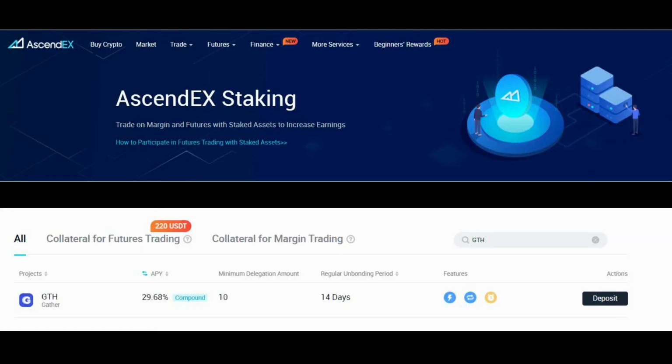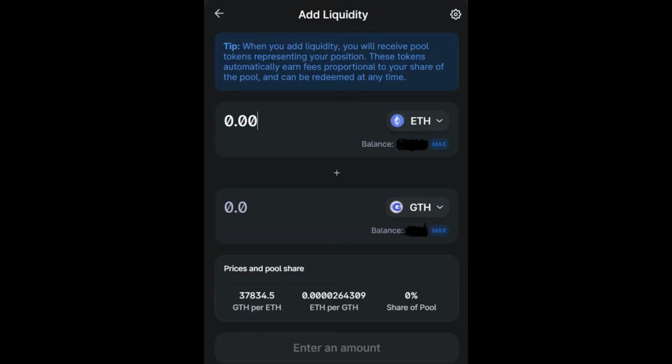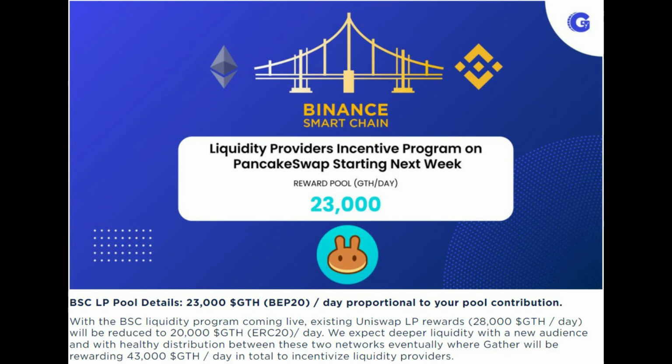The other option to earn GTH is to stake GTH tokens on SNDX exchange for a 29.68% APY, which I would say is an excellent ROI. In addition to staking on an exchange, you can also earn GTH by providing liquidity on Uniswap for the ETH GTH pair.